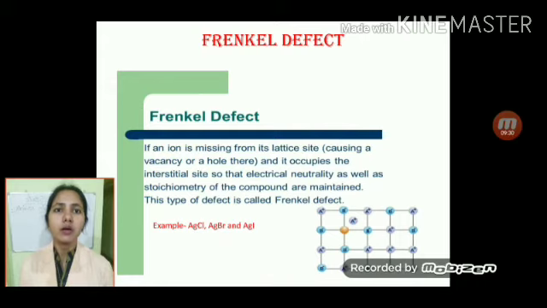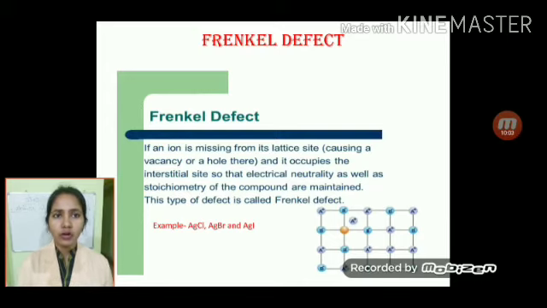The next one is the Frenkel defect. Now in this case what happens, the constituent particles are missing from its lattice site and they have occupied the interstitial site. You can see in this figure that a constituent particle is left or dislocated from its particular place or lattice point and has occupied the interstitial sites. As it occupies the interstitial site, it creates a vacancy or a hole over there.